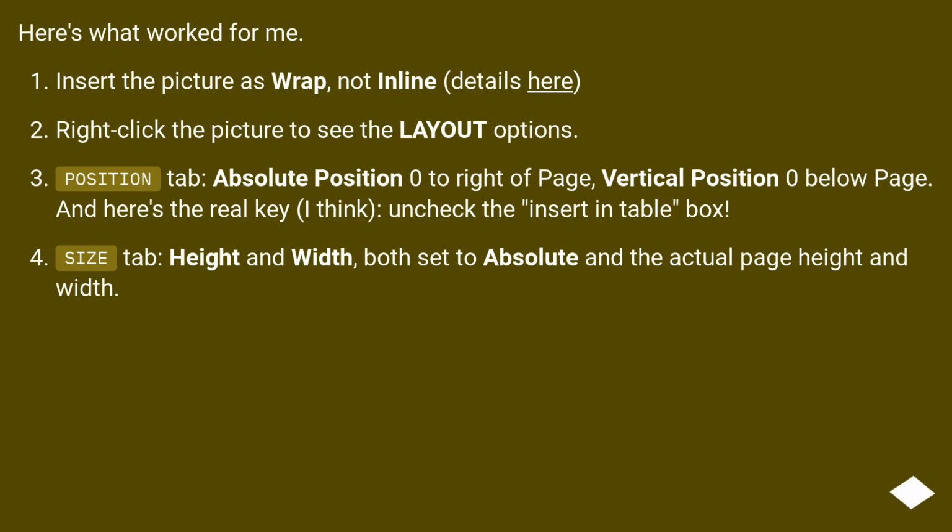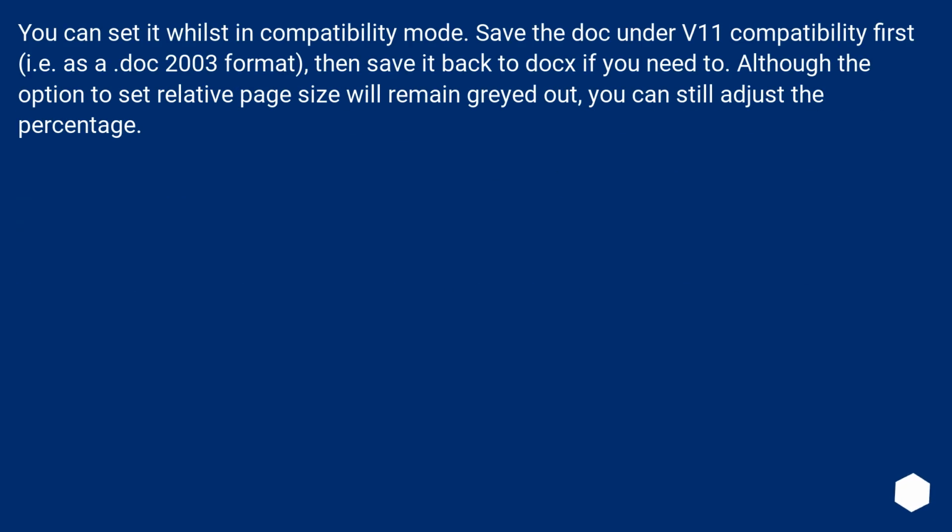Size tab, height and width, both set to absolute and the actual page height and width. You can set it whilst in compatibility mode. Save the doc under Word 97-2003 compatibility format first, then save it back to docx if you need to. Although the option to set relative page size will remain grayed out, you can still adjust the percentage.